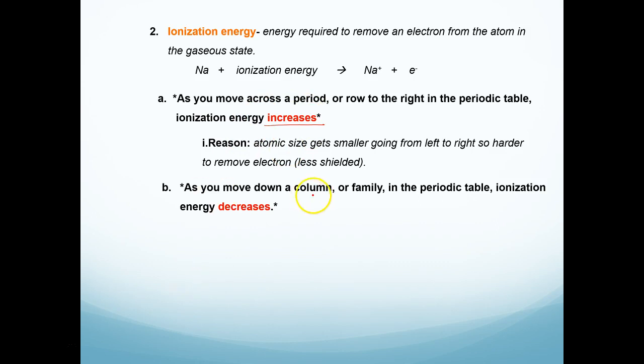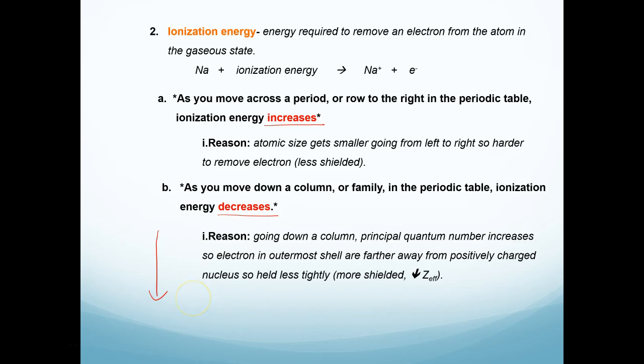But as we go down a column or a group, the ionization energy decreases. So let's think about that. We've learned for atomic size, as we go down the periodic table, that size is increasing, meaning that outermost electron is getting further and further away from the nucleus. So we expect that the outermost electron is more shielded, meaning it doesn't feel as strong of a pull from the nucleus, and it's a lot easier to remove. In other words, the ionization energy decreases, or it takes less energy to remove that electron.